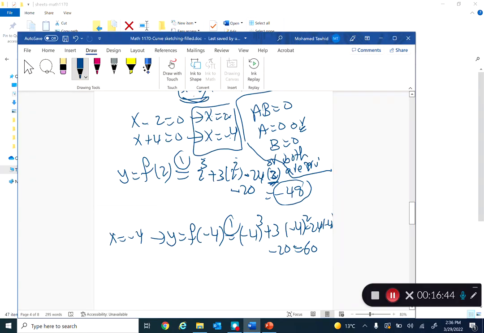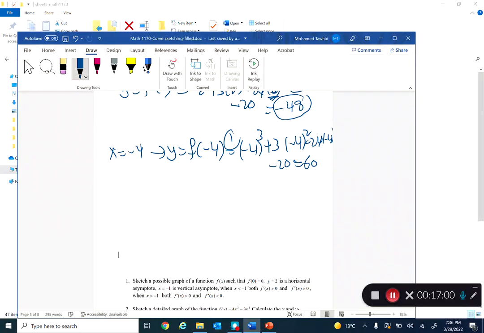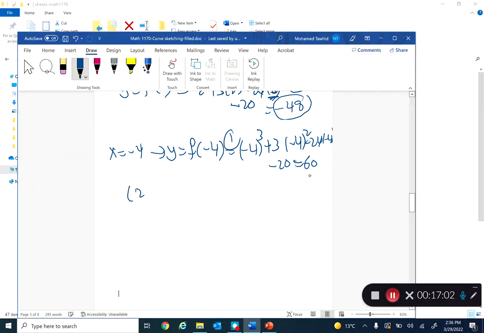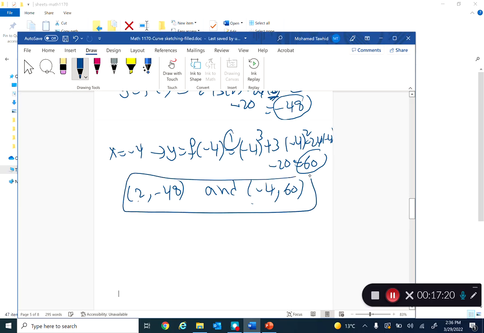So that is 60, I think. I hope it will be correct here. Yeah, 60 is correct. So that is when x equals -4. What are the points I got here? My critical points (x, y): when x equals 2, your y is -48, and when x equals -4, your y is 60. So you have two points here, guys, (-4, 60) and (2, -48), and those are our two critical points.